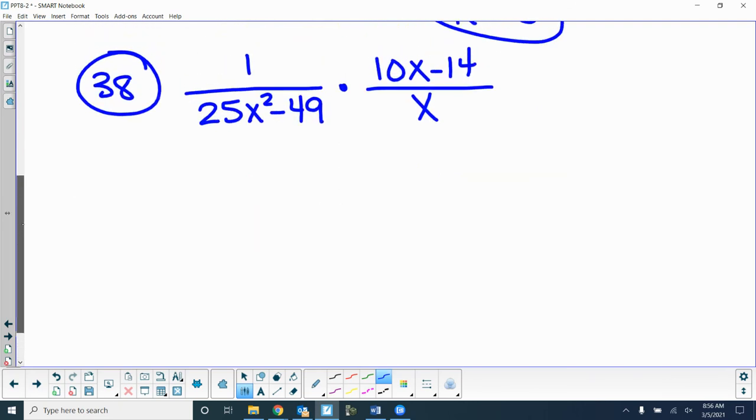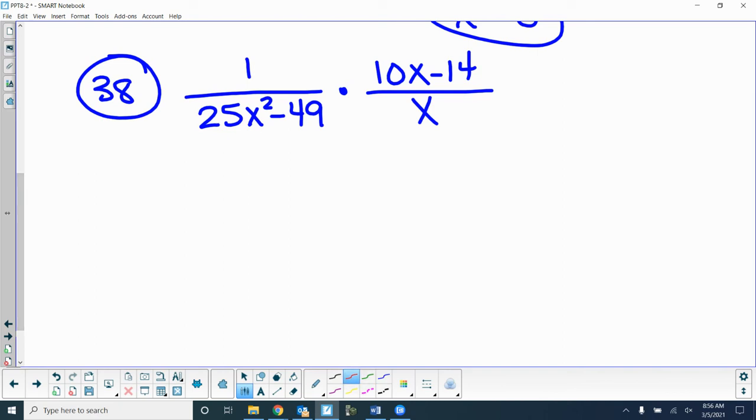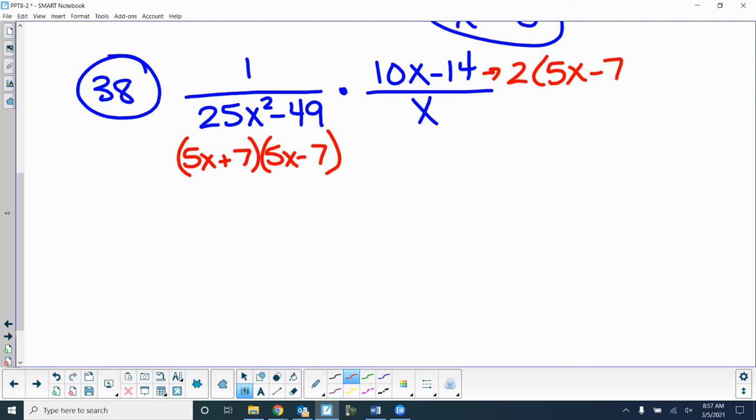Okay. So I'm going to factor this. There's no GCF, but those are both perfect squares, so there's a minus between. What's the square root of 25x squared? 5x. What's the square root of 49? Plus and minus, right? What's the GCF? 2. What's 10x divided by 2? 5x. What's negative 14 divided by 2? Negative 7, right?